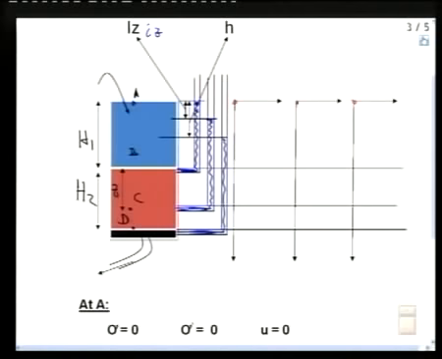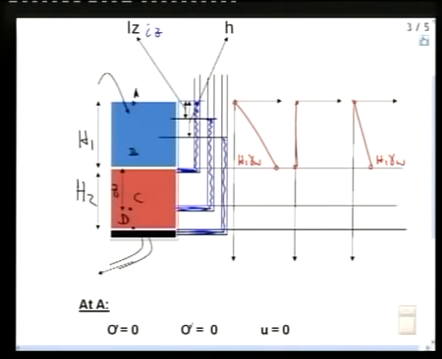Point B. What is sigma? The weight of water, H1 multiplied by gamma water. What is pure water pressure? Then what is the effective stress? And it is obvious. It should be 0, because there is no soil submerged in water above it.